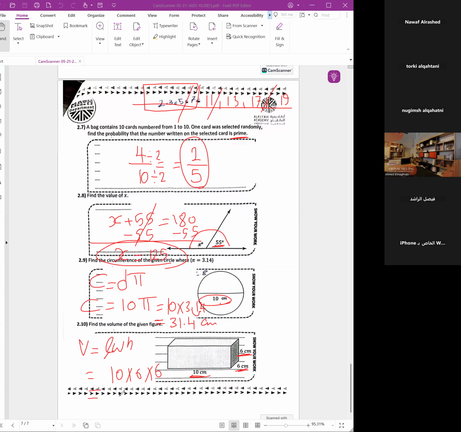6 times 6 is 36. 36 times 10 is 360. Not 365, it's 360. And don't forget to write centimeter cubed.